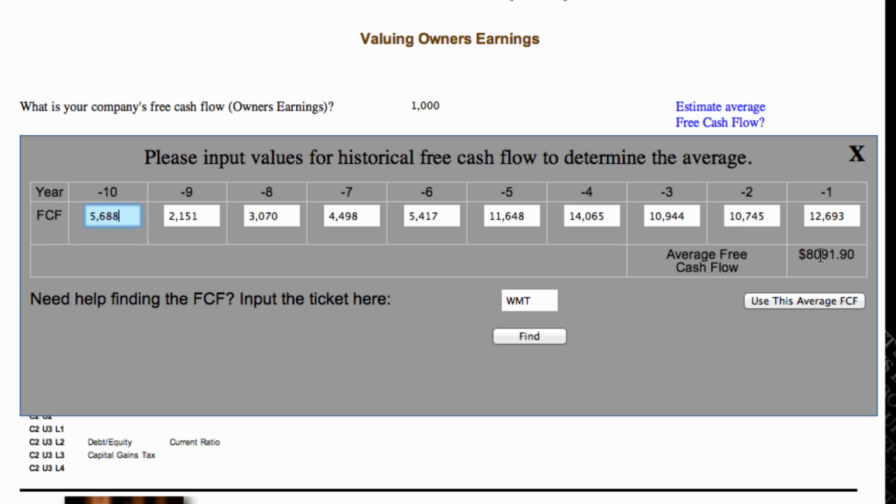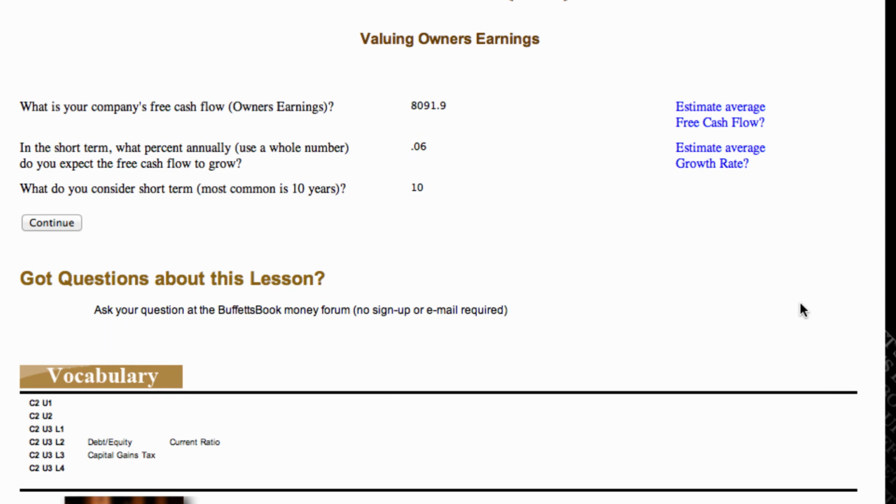So you can see here that our average for the last 10 years for Walmart is around $8 billion for the entire company. What we can do is click on this little button that says use this average FCF. And when we do that, it automatically updates that number into our input box. So you don't have to do anything. You just hit that button and it'll automatically populate in there.